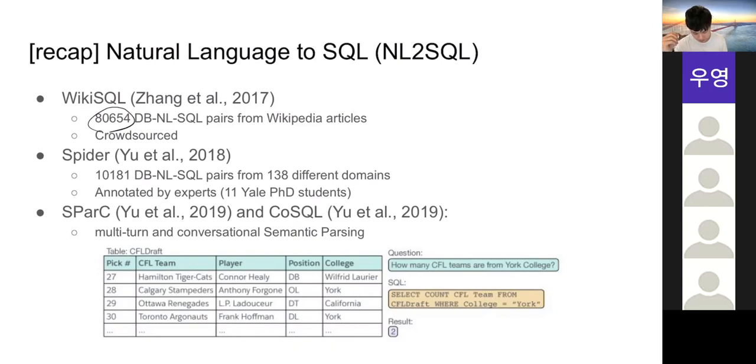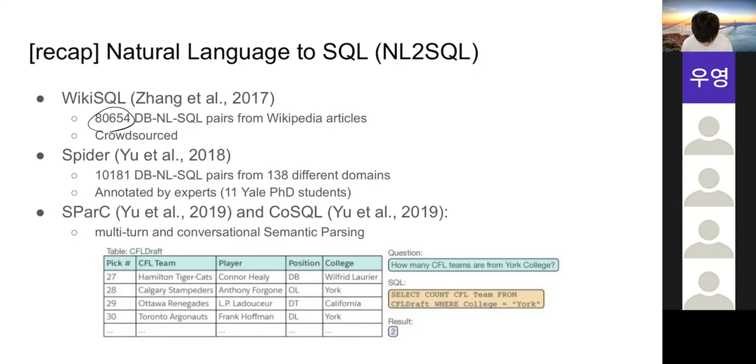And there are two data sets that have appeared in the next 2 years, which are Spider and Spark CoSQL. These are both from Yale University. And the characteristic of these two data sets is that rather than using non-experts, which are cheap but do not have any knowledge of SQL, they use PhD students who are probably experts, right? They know what SQL is, and annotated a relatively smaller number of questions, but still very large considering that this was not from crowdsourcing, but from experts. And they have diverse domains, 138 different domains. And once they obtained this data set, they extended this to two context-aware SQL data sets, which are Spark and CoSQL. So Spark is multi-turn, and CoSQL is more of a conversational semantic parsing.